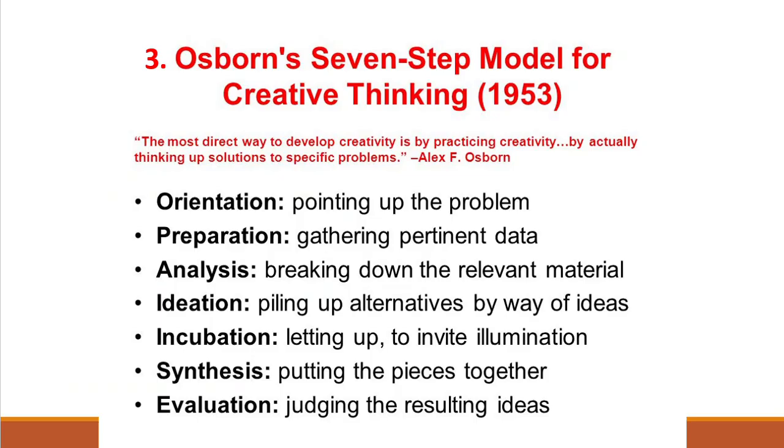Okay, next one is Osborne. Osborne 7-step model for creative thinking. This one in 1953. So what has been said by Alex F. Osborne, the most direct way to develop creativity is by practicing creativity. Okay, of course, to be creative, you have to practice it. Practice makes perfect. By actually thinking up solutions to specific problems. Okay, latih diri kita untuk berfikir.